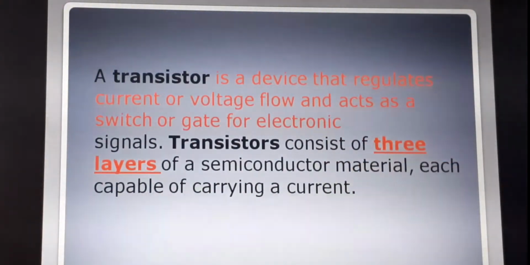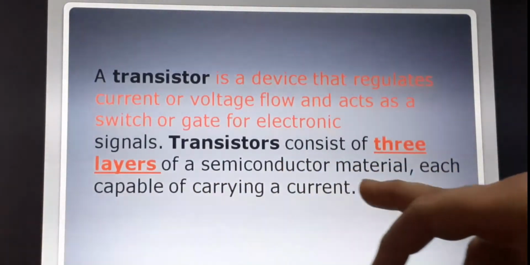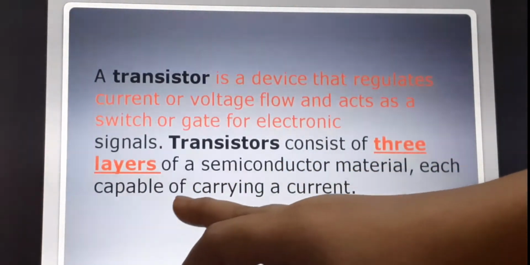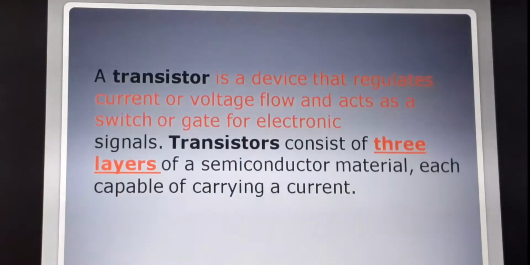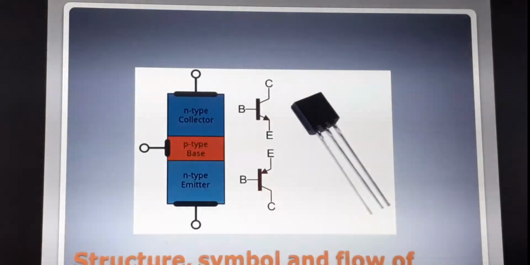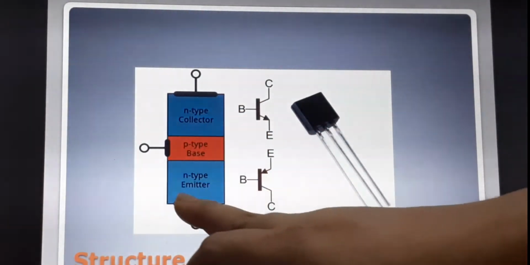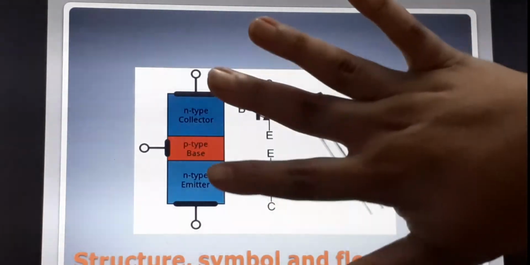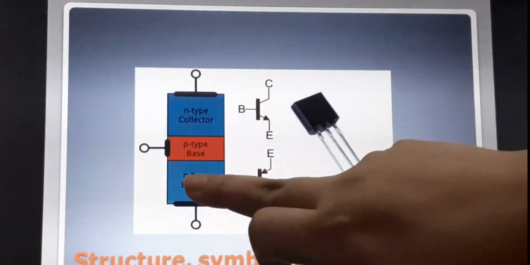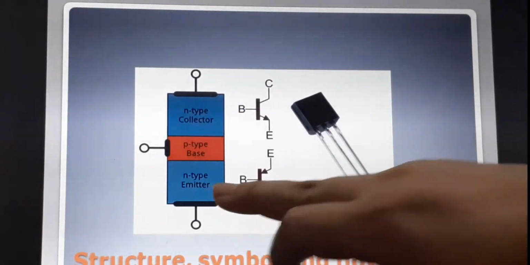A transistor consists of three layers of semiconductor material, each capable of carrying a current. N-type collector, P-type base, N-type emitter. There are three layers: N-type collector, P-type base, N-type emitter.